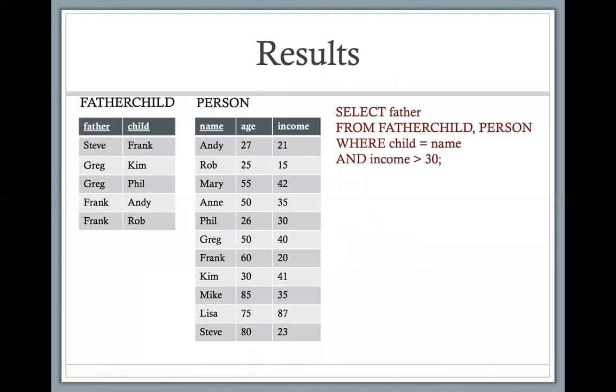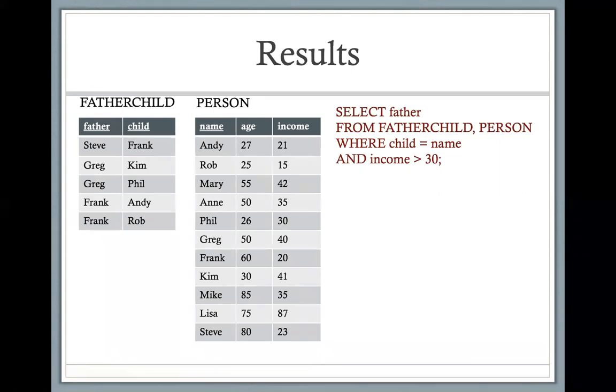Let's see the results of this query. I have the table father-child, I have the table person. Now the query joins the two tables based on the condition that child is equal to name. First record, Steve and Frank. I have to check if there is any record in table person which has Frank as a name. So I have a record which says Steve is the father of Frank, and Frank earns how many? 20. So would this record be included?